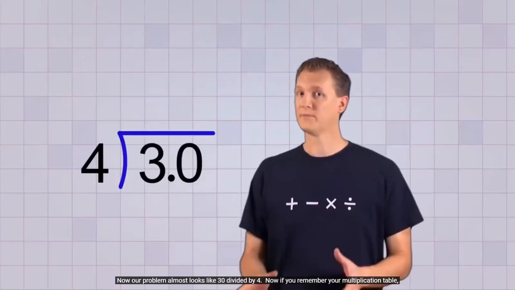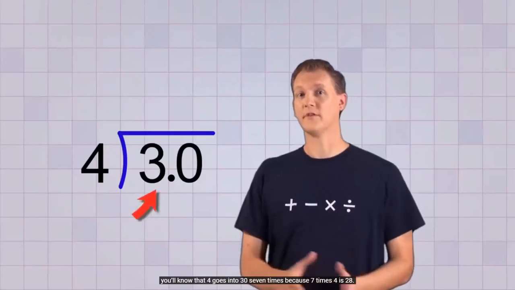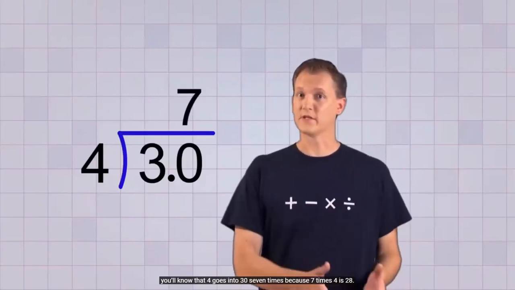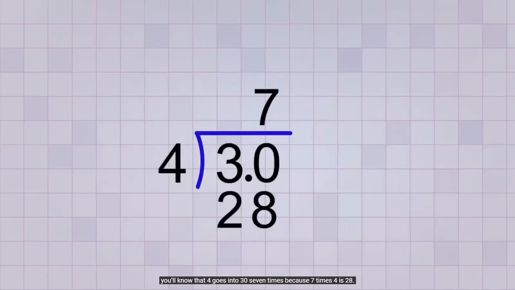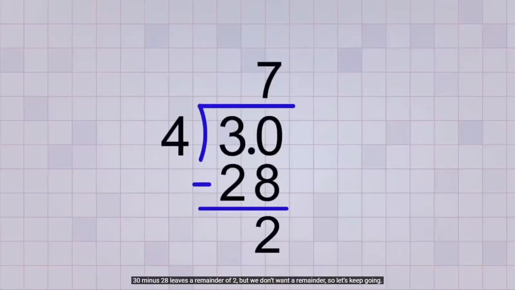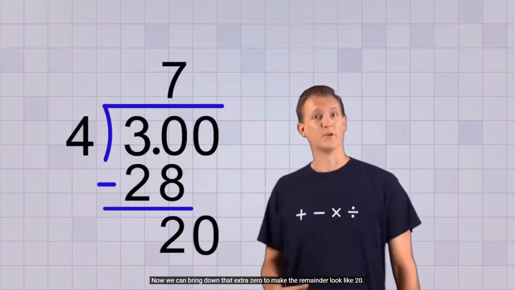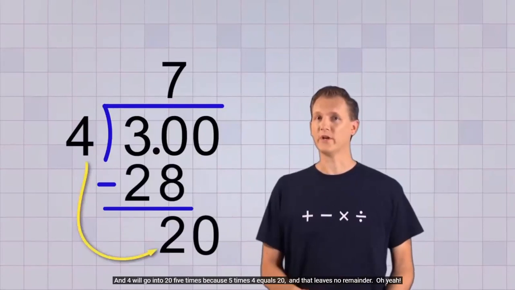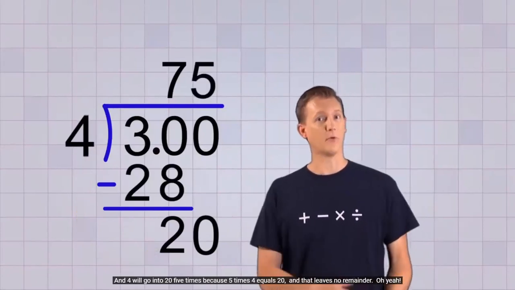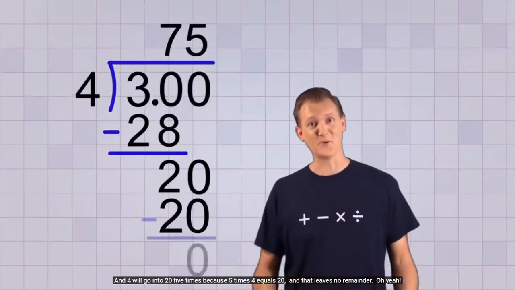Now if you remember your multiplication table, you'll know that 4 goes into 30 7 times, because 7 times 4 is 28. 30 minus 28 leaves a remainder of 2, but we don't want a remainder, so let's keep going. 4 is too big to divide into 2, so the only way we can get rid of the remainder is to use another 0 in the hundredths place, which makes the number we're dividing up kind of look like 300. Now we can bring down that extra 0 to make the remainder look like 20. And 4 will go into 20 5 times, because 5 times 4 equals 20, and that leaves no remainder.